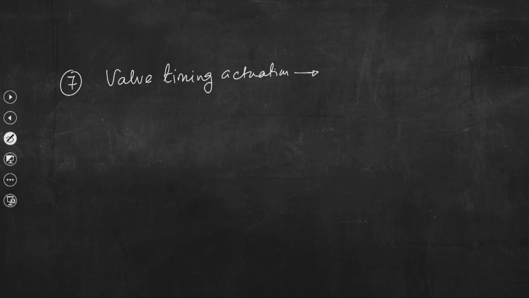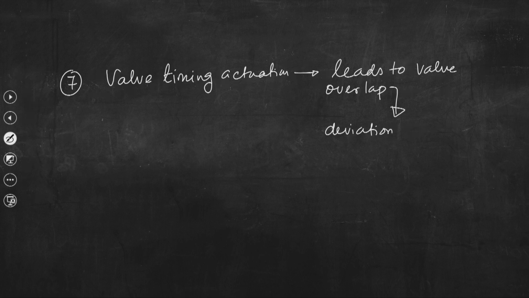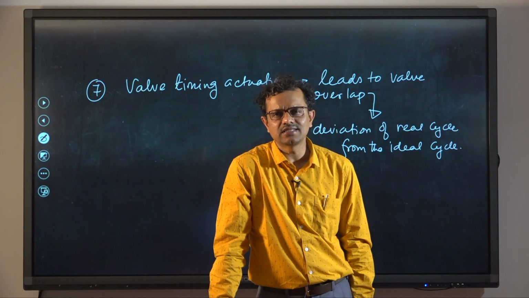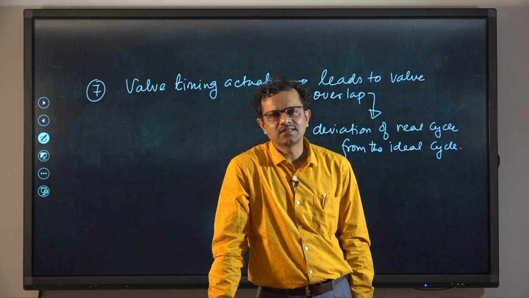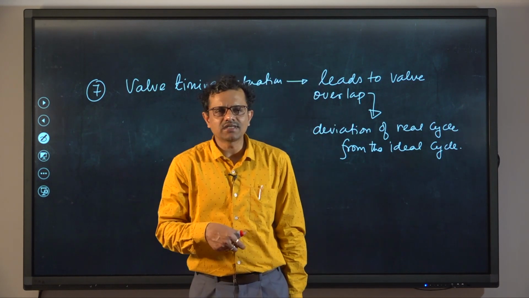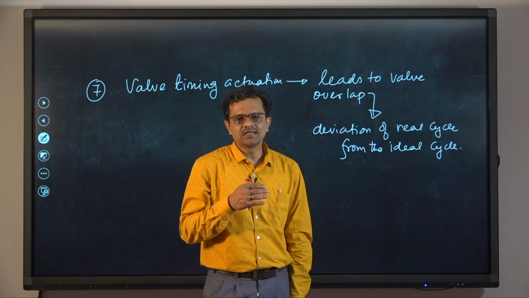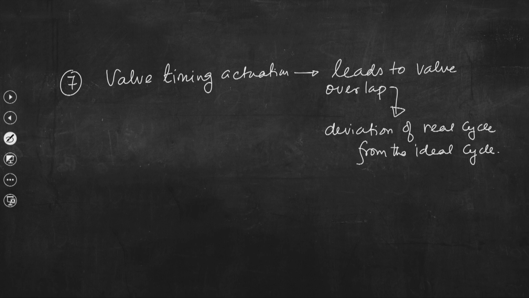So, if I write the consequence, this leads to valve overlap, and so this part is essentially deviating the real cycle from the ideal one. So, deviation of real cycle from the ideal cycle. So, these are actually the common differences for both CI and SI engine operation, and since these factors are common, we can assume that all these factors are responsible for making some differences between the real cycle and the actual or ideal air cycle.